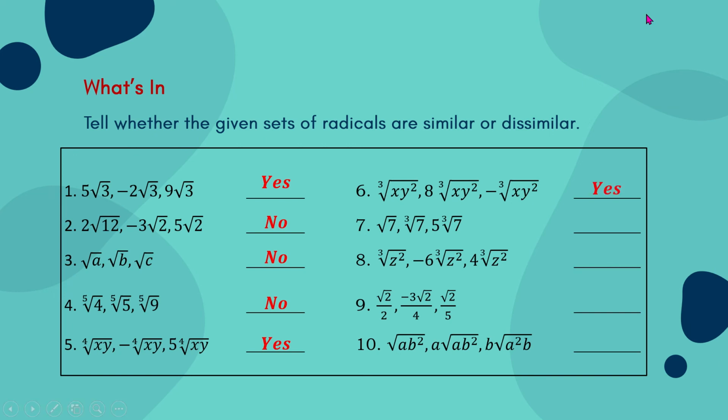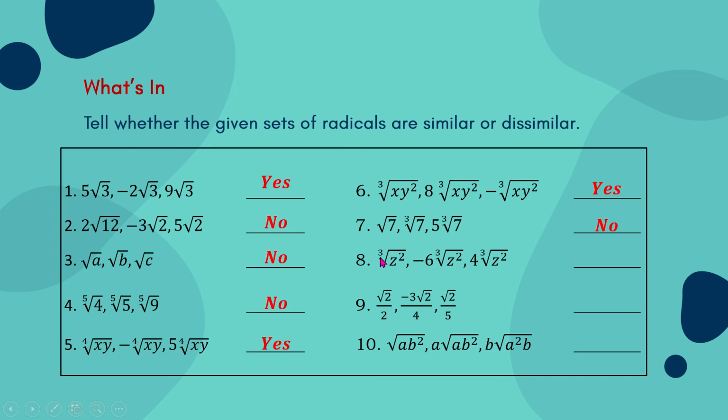Number 7. Do they have the same index? 2, 3, and 3. So the first condition already fails. So therefore, it is no. Even if they have the same radicand, 7, 7, and 7, since one of them does not have the same index as the others, it should be no.